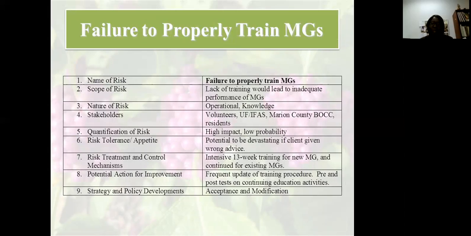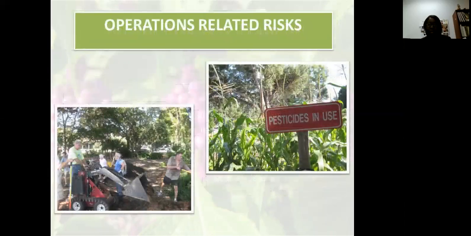Failure to properly train MGs, and hopefully all of us are doing intensive training for the master gardeners when they first come in. And so there's a potential for master gardeners to give wrong advice to a client, but hopefully that isn't happening. They're telling people, I don't know the answer, I'll get back with you. And so it's one that we accept and we modify. We use frequent training, pre and post tests on continuing education. So we're constantly updating the master gardeners.